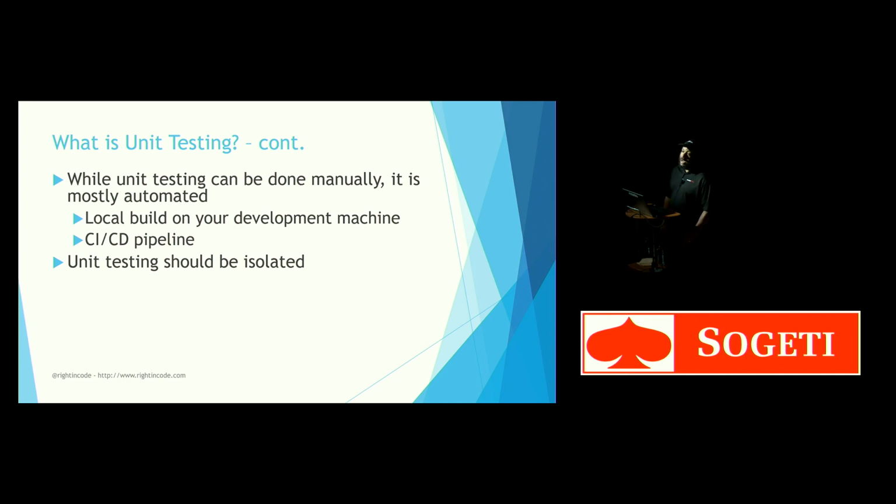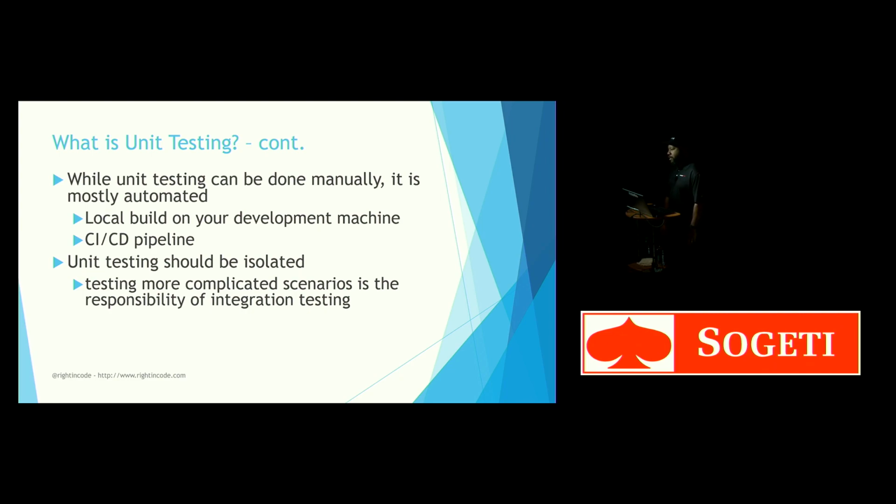Unit testing should be isolated. Testing more complicated scenarios is the responsibility of integration testing. If you're building tests that involve things like making network calls, database calls, or calls to other systems, that's not technically a unit test. That's more of an integration test, and those should be in their own category. We'll talk about why that is a little later.